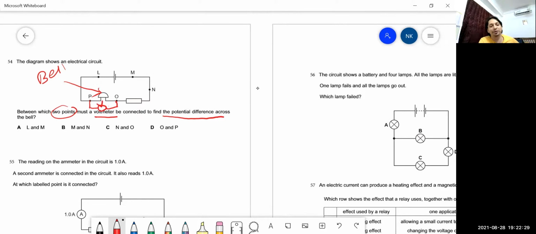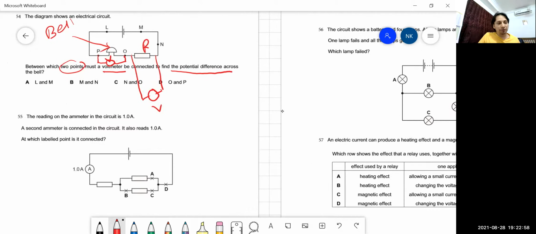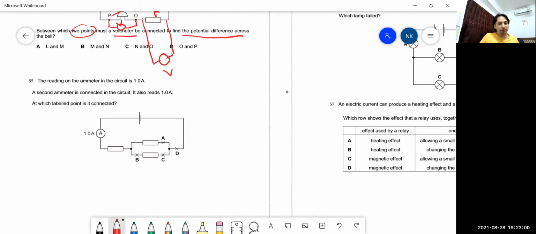If I say that you have to find the potential difference across the bell and you connect a voltmeter here, that will be the wrong answer. You are measuring the potential difference across the resistor. So basically this question is about whether you have knowledge of electrical symbols. What is the symbol for resistance? What is the symbol for a bell? How to represent an electric bulb? How to represent a thermistor, LDR, that we are going to discuss in our coming lessons, children. Question number 54, then we have 55, a very simple question.